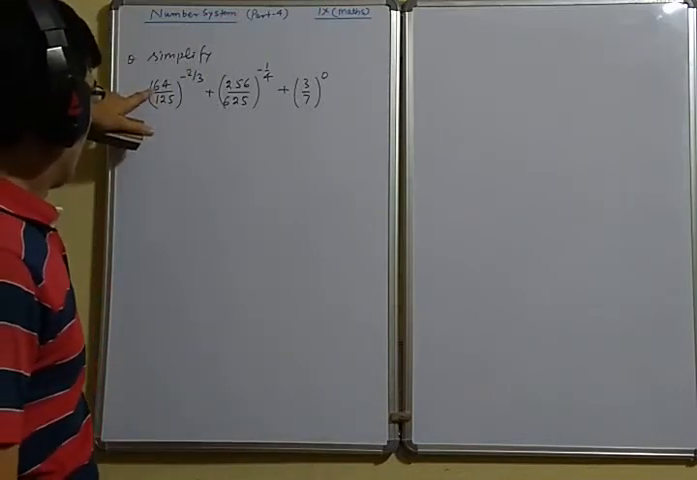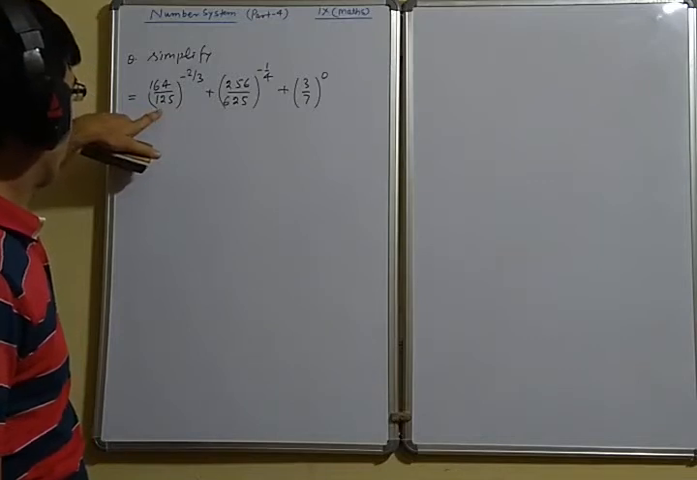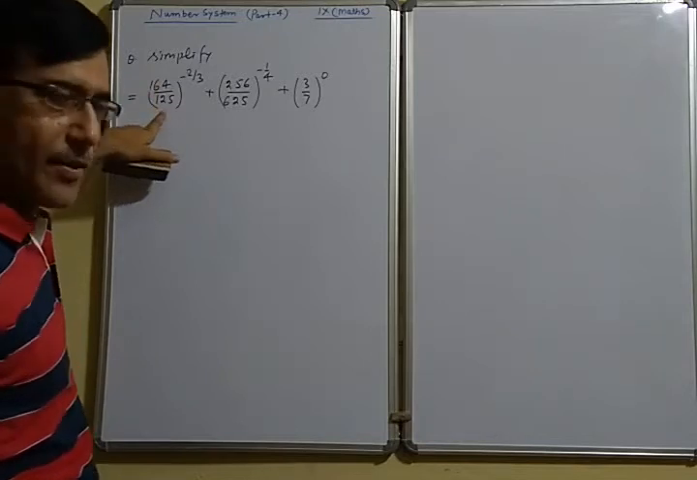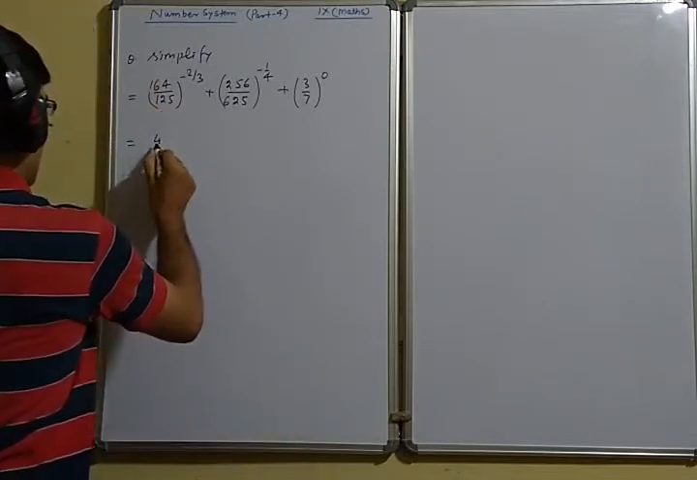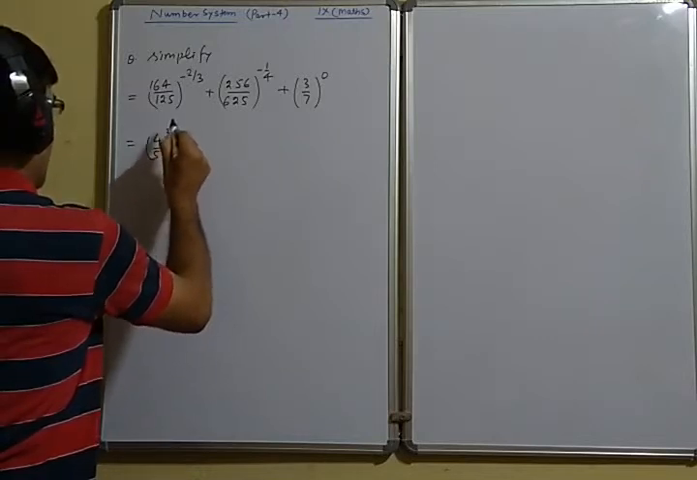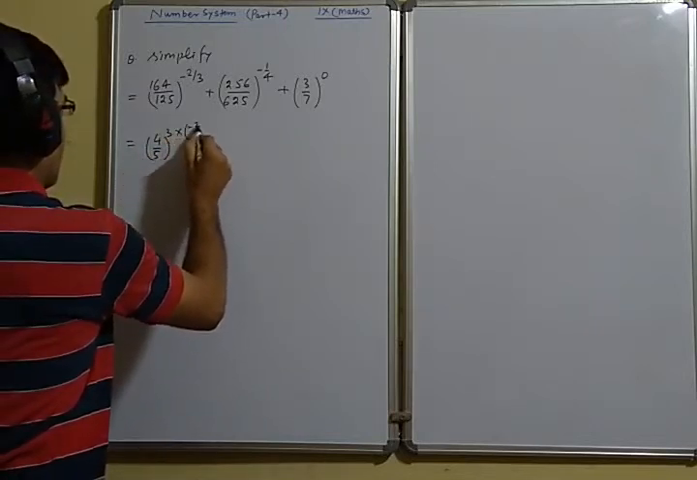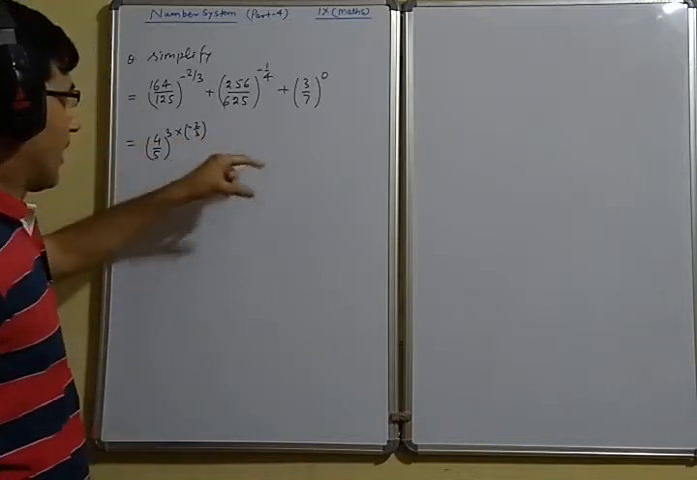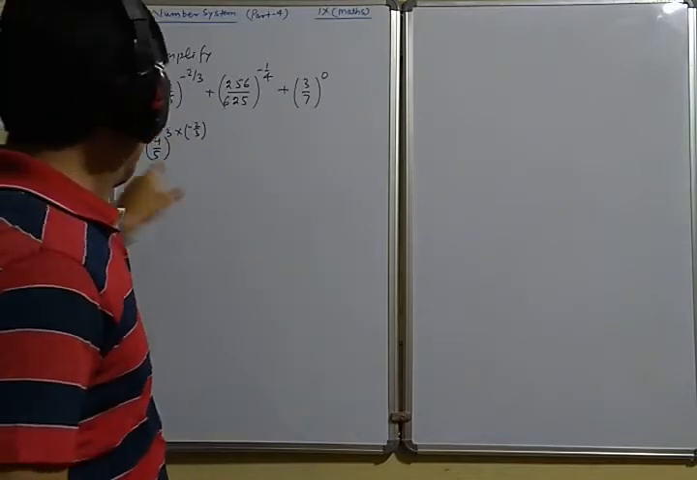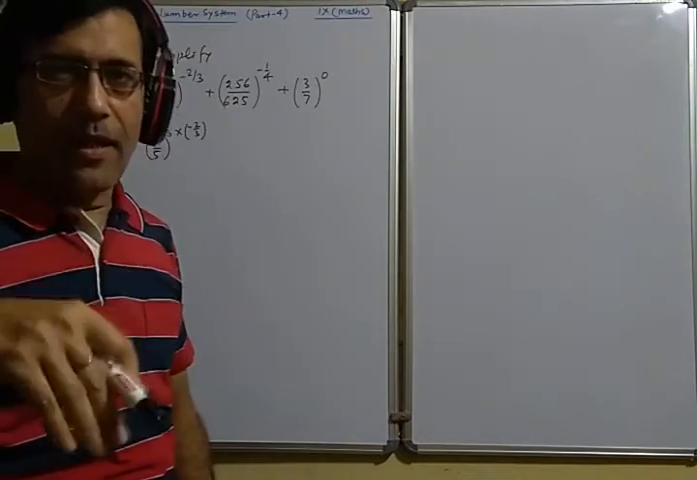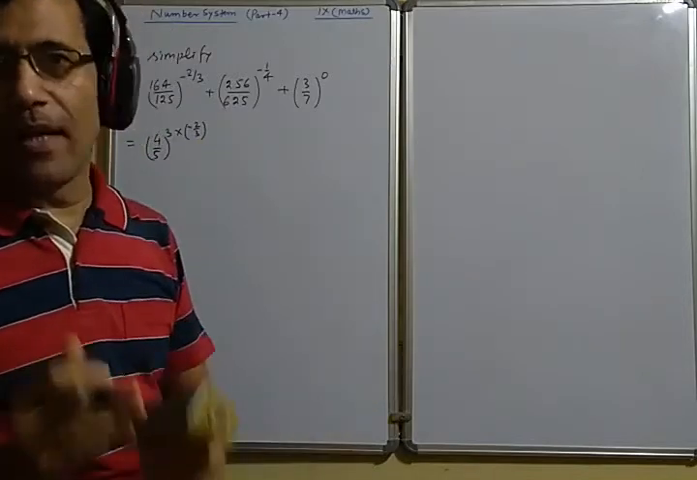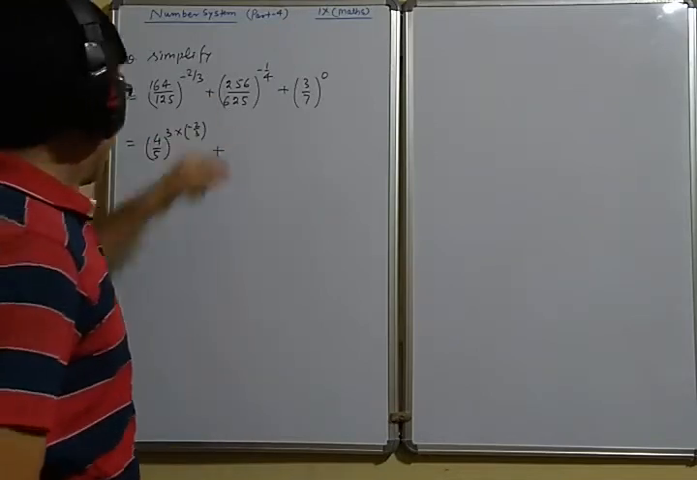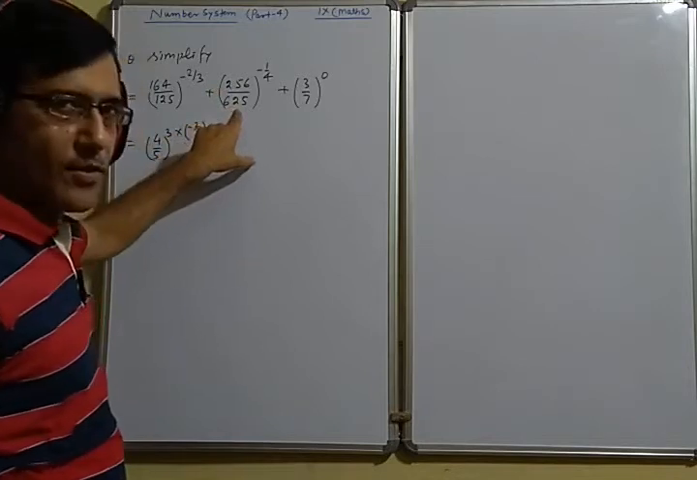64 divided by 125, we can write it as 4 cube upon 5 cube. So we can write it as 4 by 5 whole raised to power 3, multiplied by minus 2 by 3, using A raised to power M whole raised to power N, which becomes A raised to power M N. So now after that we multiply it, plus 256 divided by 625.